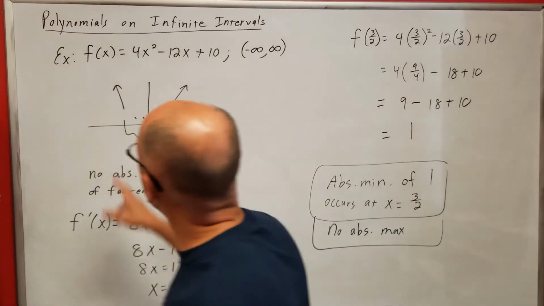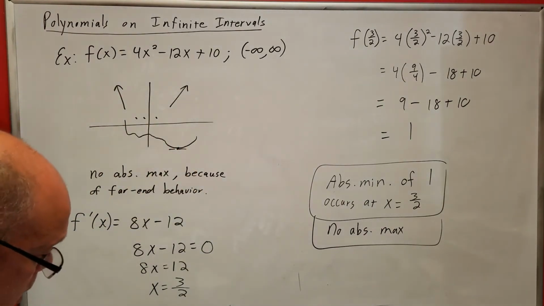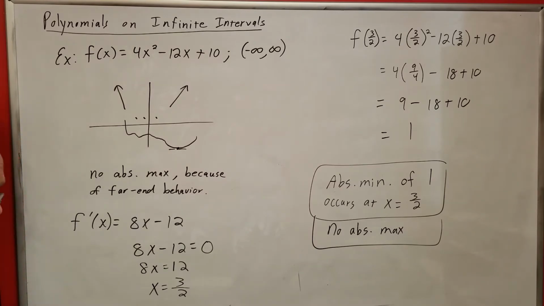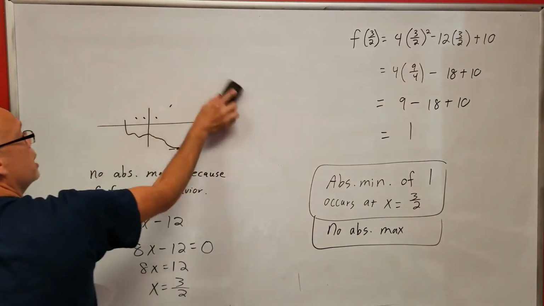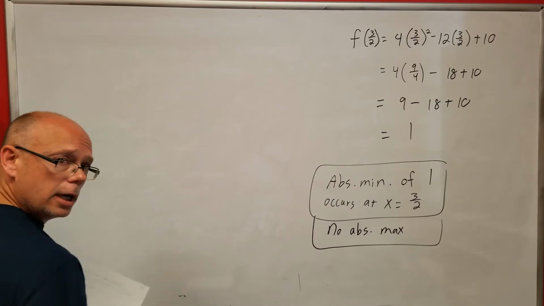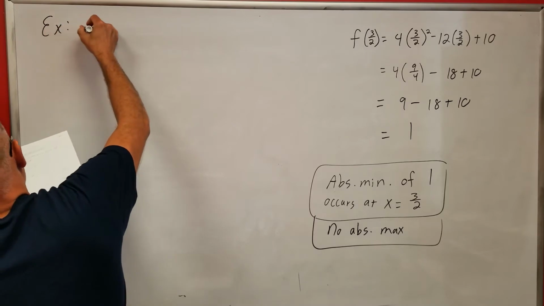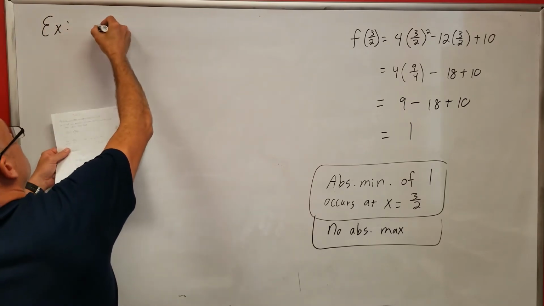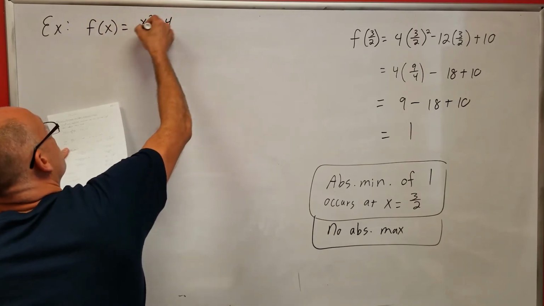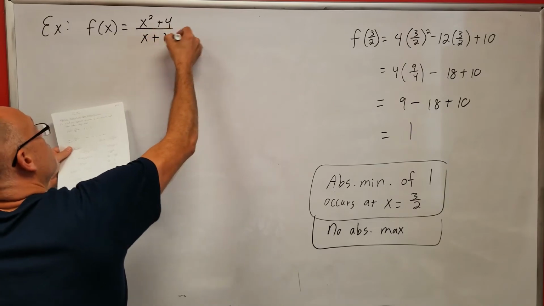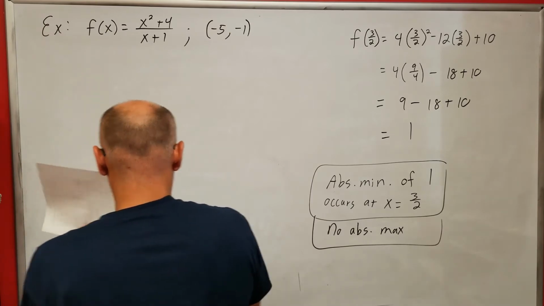Alright, so it seems to be easier for a polynomial. Now, let's look at our last example here. Absolute extrema on open intervals from a to b. For this example, we're going to look at an open interval instead of a closed interval, and we're going to look at a rational function. This example has: find any absolute extrema on the interval, and state where they occur. We have f of x is equal to x squared plus 4 over x plus 1, and they tell us to look on the interval from -5 to -1.